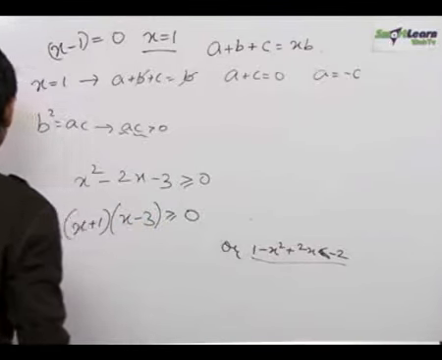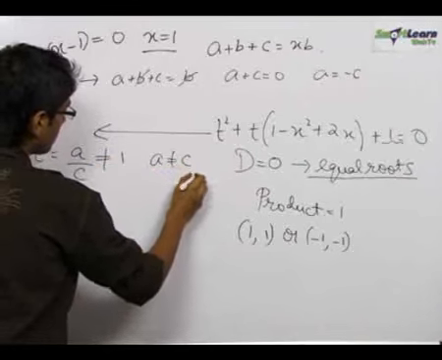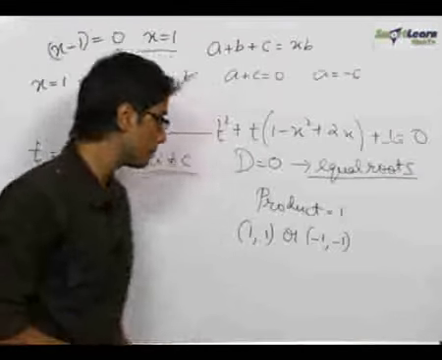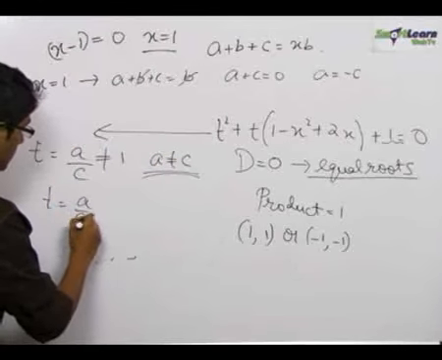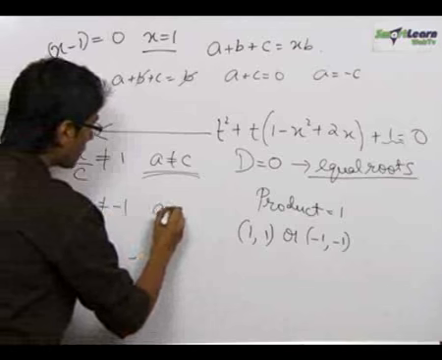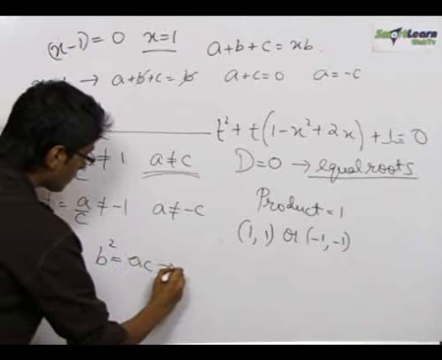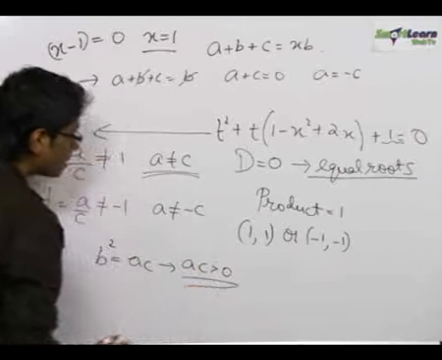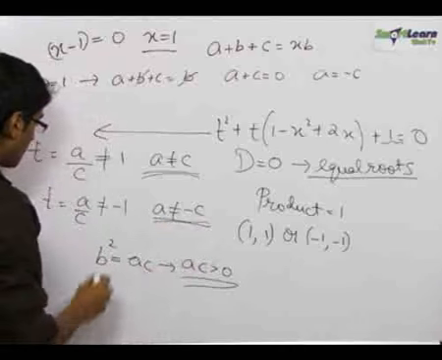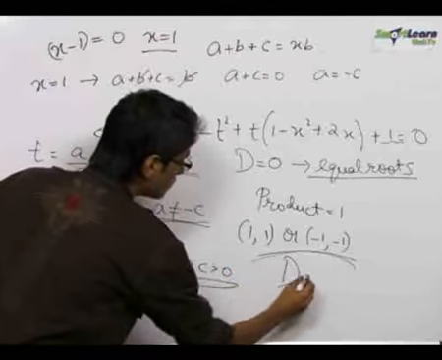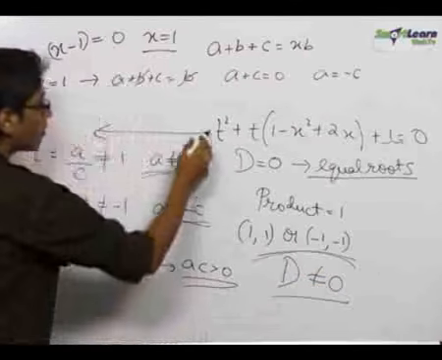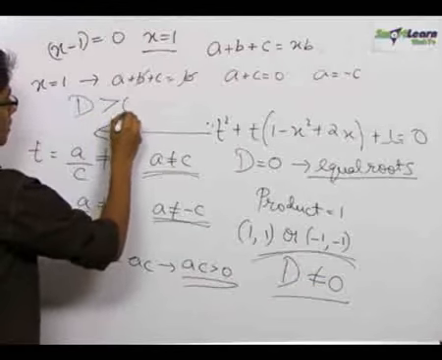Since the roots are equal, on putting the discriminant equal to 0, the t which was equal to a upon c cannot be equal to 1 because a cannot be equal to c, as these are distinct terms of a GP, and t equals a by c cannot be equal to minus 1 because a cannot be equal to minus c, considering the fact that b square equals ac gives ac to be positive. So a and c should have the same signs. So the discriminant can never be equal to 0. The discriminant of this equation always has to be strictly positive.